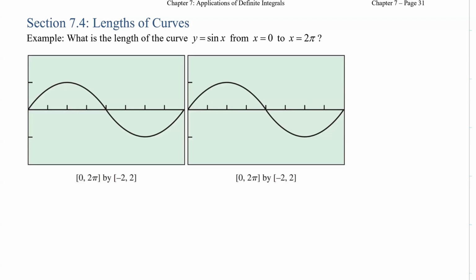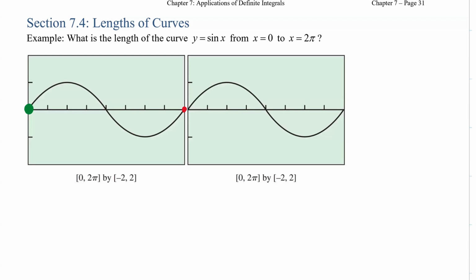Here's the lecture notes from section 7.4, having to do with the lengths of curves. Let's start this out by doing a little exploration. I'd like to find out what is the length of the sine curve from x equals 0 right here to x equals 2 pi right there.